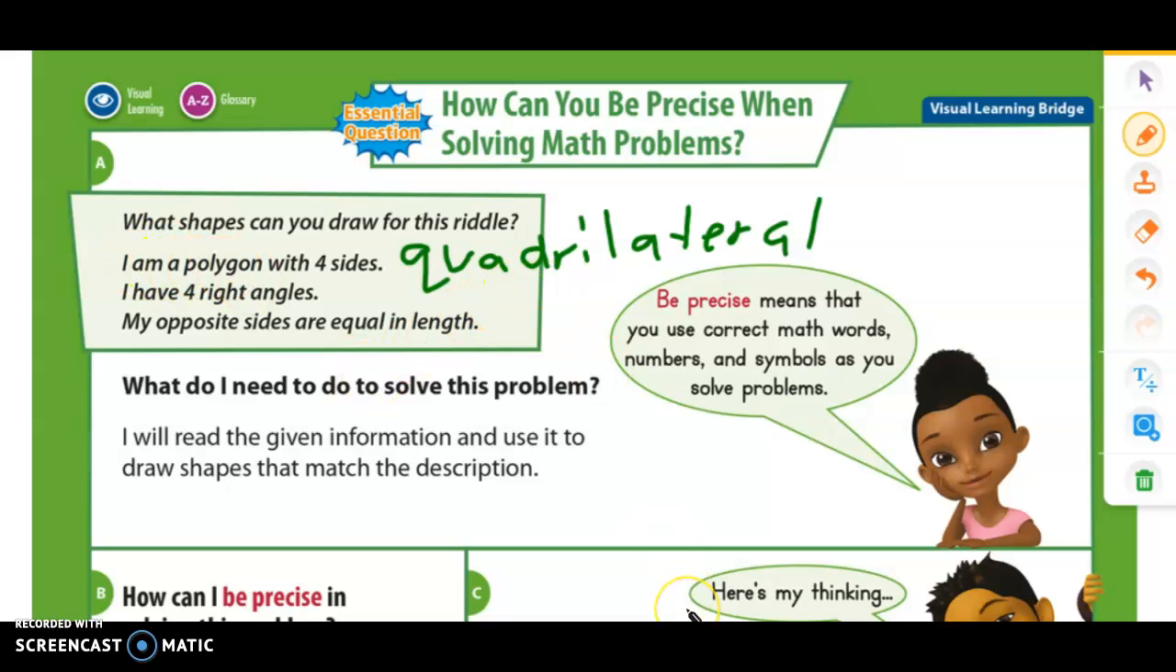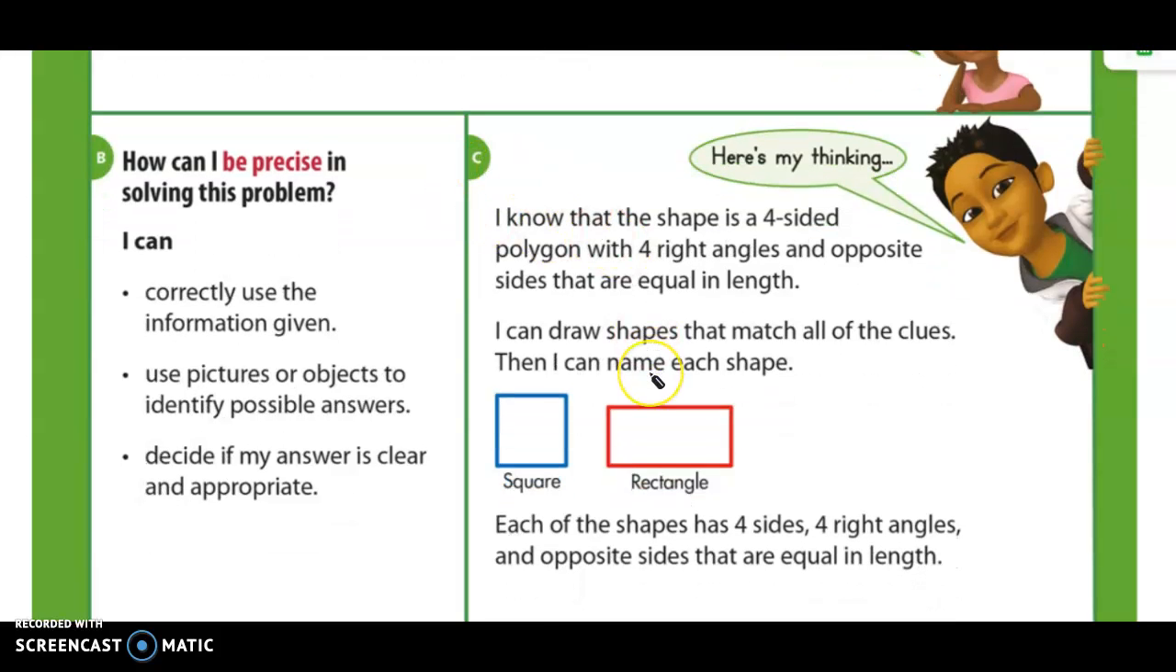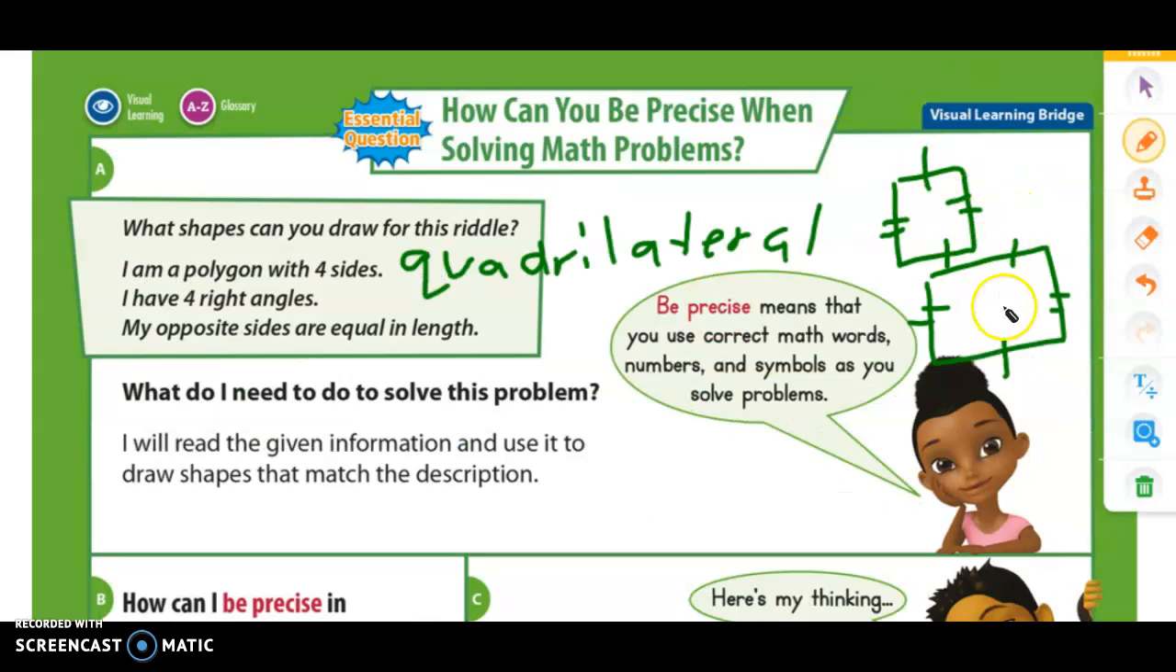I have 4 right angles, so there we are again at a square or a rectangle. Those are our only 2 options now. My opposite sides are equal in length. Okay, not all 4 sides, opposite. So like this guy's equal to this guy, yep. This guy's equal to this guy, yep. This guy's equal to this guy, yep. This guy's equal to this guy. What they're saying here is, hey, technically both of these guys fall under that category. You could either draw a square or a rectangle and be correct here.